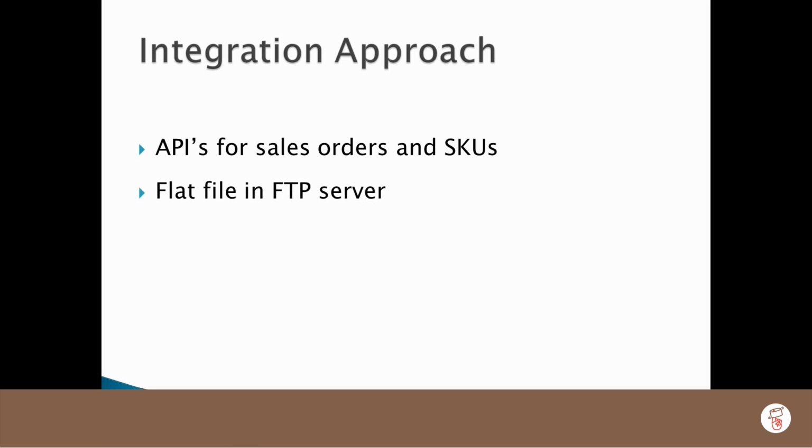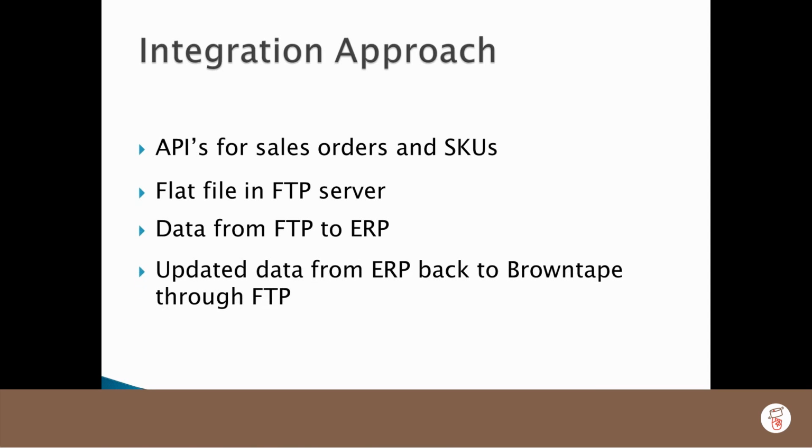The APIs would be modified to write the details of orders that are newly created or whose status is updated into a flat file in a predefined FTP server. This flat file would be accessed by the client's ERP system through an appropriate call. Similarly, all updates from ERP system to Browntape would also flow through flat files.